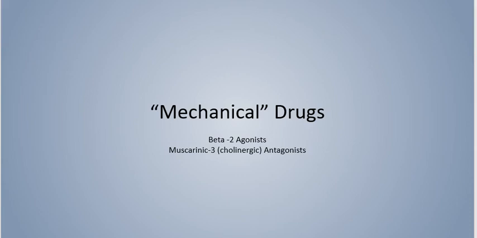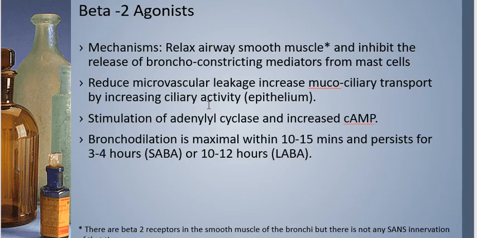All right, so let's briefly review. These are the mechanical drugs, and this is my own kind of distinction. This isn't one that's listed in the textbooks, but this is kind of how I think about them. And these are the beta-2 agonists, or the muscarinic 3 or cholinergic antagonist. And so what they're going to do here is we're going to see a relaxation of the smooth muscle that surrounds the bronchi, and we're going to inhibit the release of some of these bronchoconstricting mediators that come from mast cells.